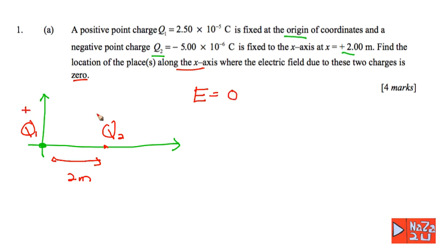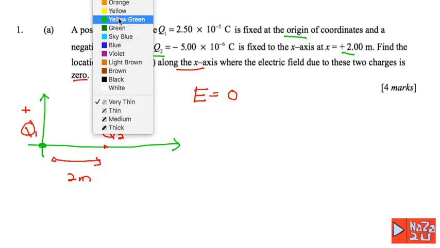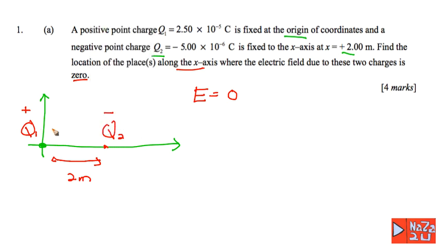Because this is a positive charge and this is a negative charge, meaning for the positive charge the direction of the electric field is outward, and for the negative charge the direction of the electric field is inward. Right.